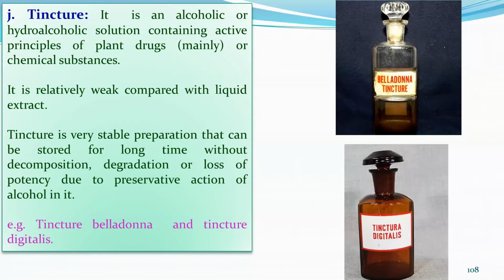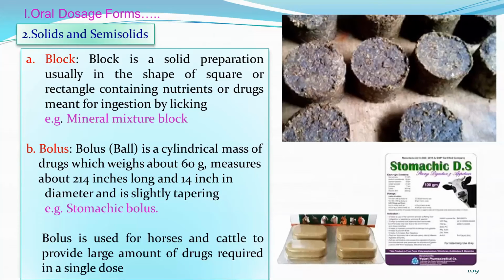Tincture is a very stable preparation that can be stored for a long time without decomposition, degradation or loss of potency, due to the preservative action of the alcohol in it. The alcohol has antimicrobial, antibacterial and antifungal properties, so the drug can be stored for a long time. For example, tincture belladonna and tincture digitalis, and you know tincture iodine and many other things.